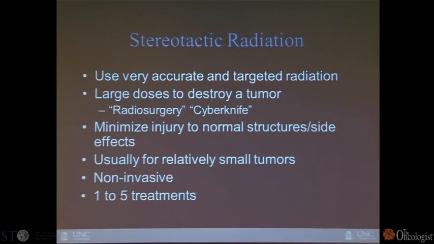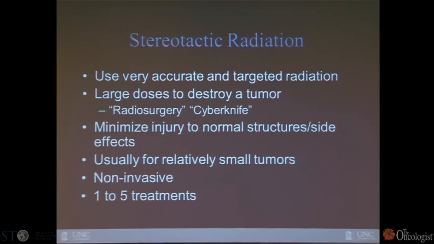But in comparison, stereotactic radiation, be it called radiation therapy in multiple fractions or radiosurgery in a single fraction, uses an extremely accurate small-field radiation therapy to really ablate a tumor. It probably acts somewhat biologically differently than standard radiation therapy, but it's really an ablative approach.